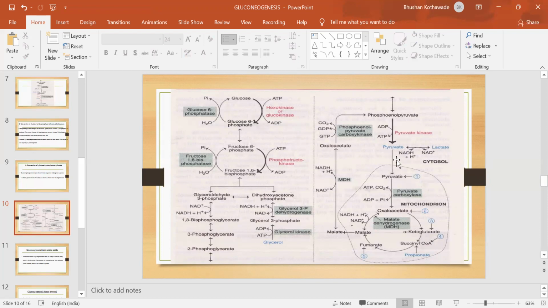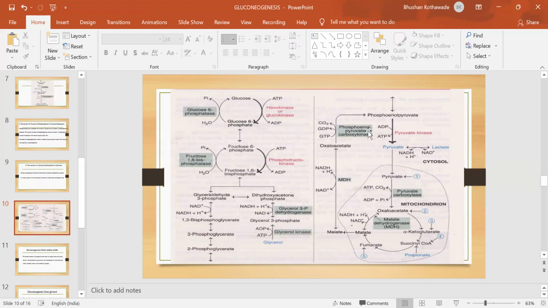Pyruvate is a non-carbohydrate compound. Now, in the definition only, we have covered that gluconeogenesis is the synthesis of glucose from non-carbohydrate compounds like pyruvate, lactate, glycerol, propionate. So from pyruvate, how glucose is synthesized, we have covered.